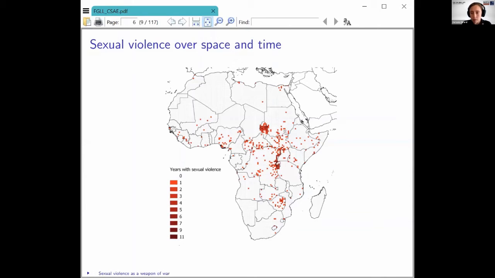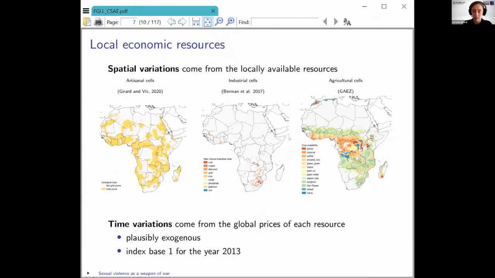And we then cross this information on conflict time sexual violence with information on what local natural resources are present and the value of these natural resources. We consider 3 different types of local natural resources: artisanal minerals, industrial minerals, and agricultural products.